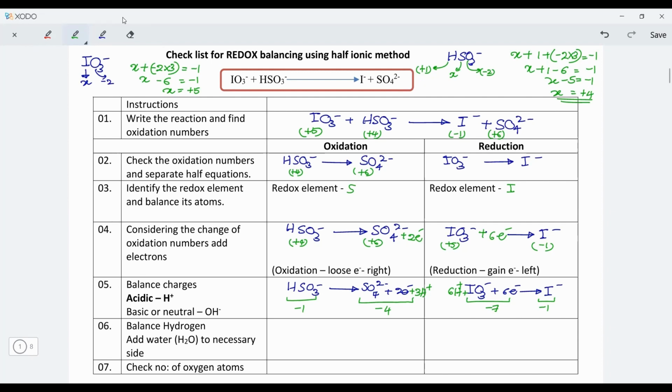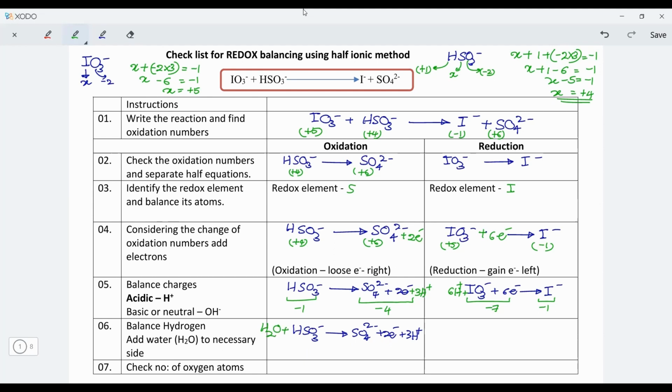What is the next step they are telling? The number of hydrogen ions, H plus ions, you added, you have to balance that by adding water. How many hydrogen atoms are there in this side? You have 3. In this side, you have 1. So then you need to add 2 more hydrogen to this side. You can do that using water. You can add 1 water molecule to this side.